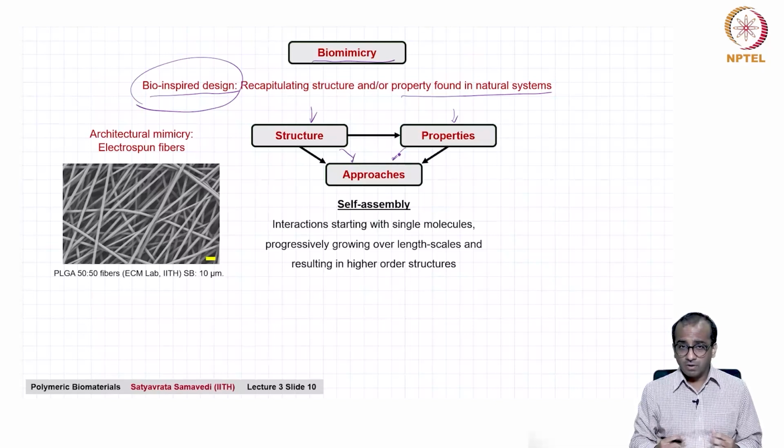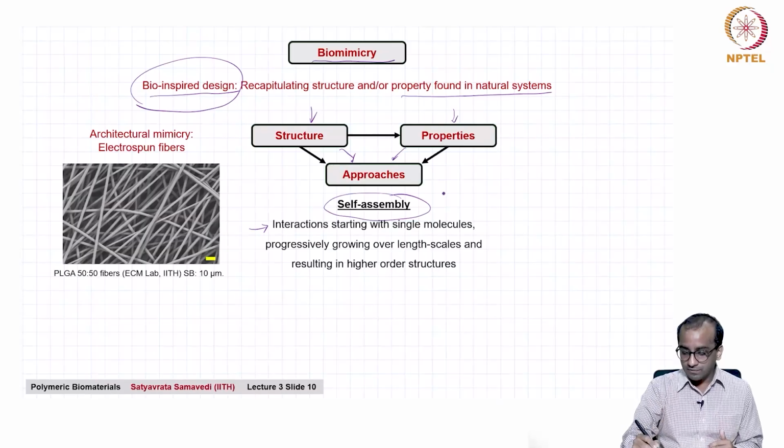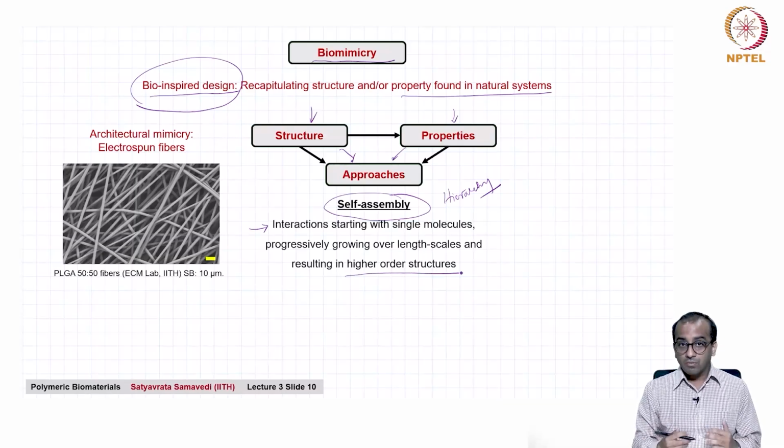One very popular manifestation of that is this idea of self-assembly, where interactions begin with single molecules and then they progressively grow over length scales, building over many levels of what we would call hierarchy, resulting in higher order structures. One very good example of that is this protein called collagen, which we will look at in great detail throughout this course. But collagen is a structural protein found in many connective tissues in the body.